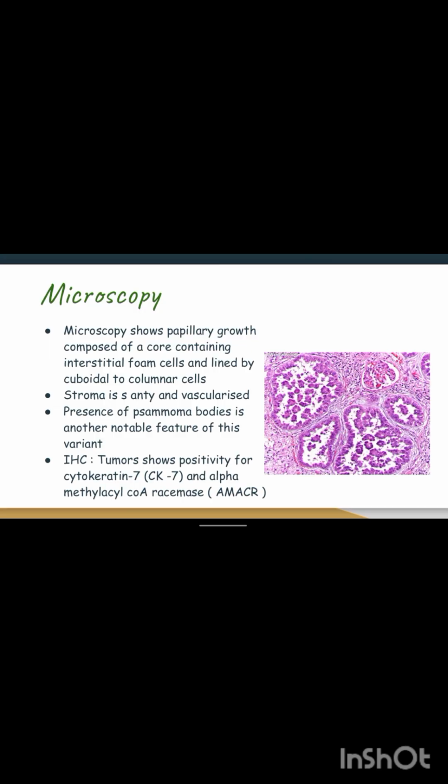Presence of psammoma bodies is another notable feature of this variant. On immunohistochemistry, the tumors show positivity for cytokeratin 7 and alpha-methylacyl-CoA racemase.